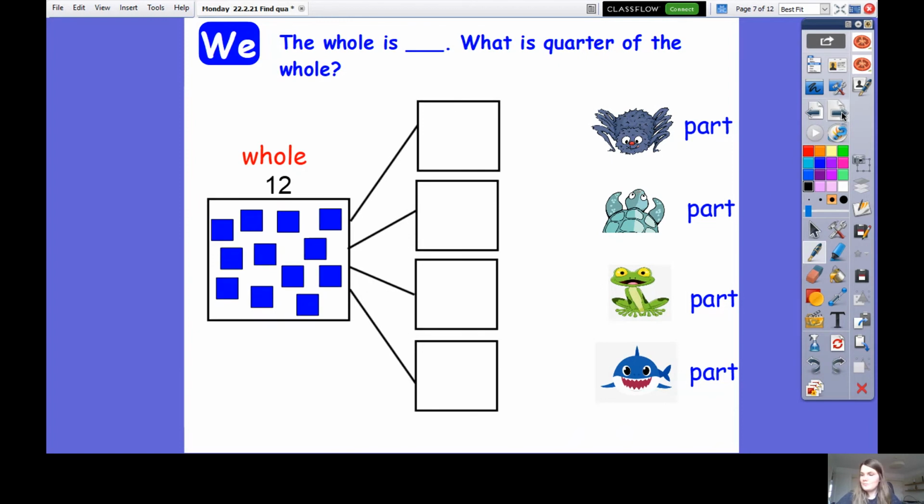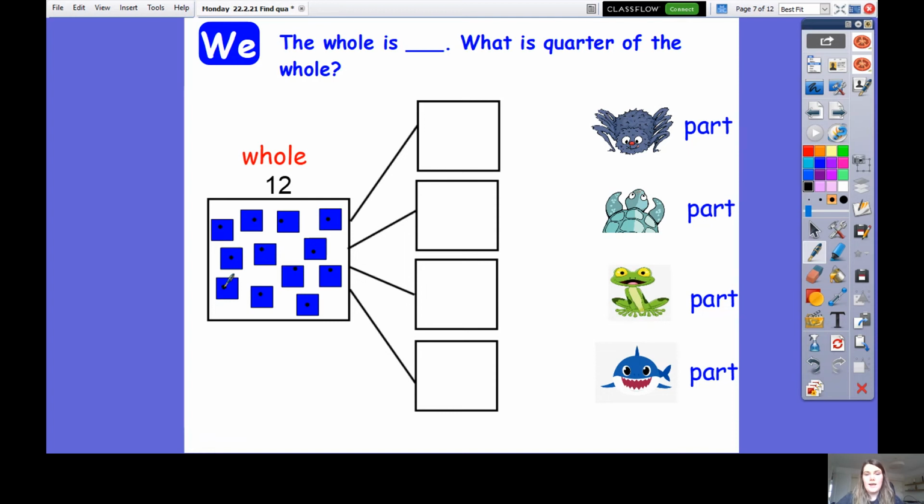Fantastic. Okay. Let's see if we can have a go at this one. So, what is my whole number this time? Who can read my whole number for me? You think my whole number is 12. Why do you think it's 12? Because you've seen the number 12. Well done. What else can you do? You can count the cubes. Okay, counting the cubes with me. 1, 2, 3, 4, 5, 6, 7, 8, 9, 10, 11, 12.